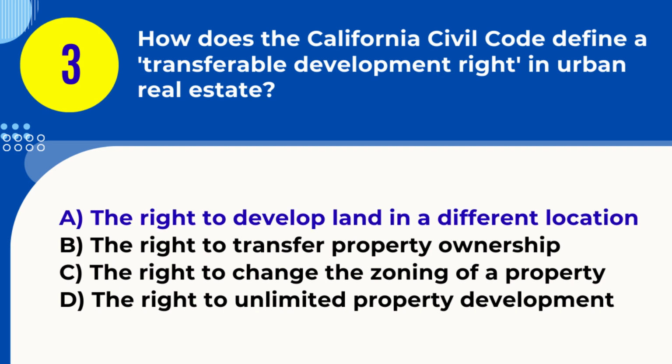Answer: A. The right to develop land in a different location. Explanation: The California Civil Code defines transferable development rights as the right to develop land, which can be transferred from one parcel to another, allowing for development in a different location than the original property.